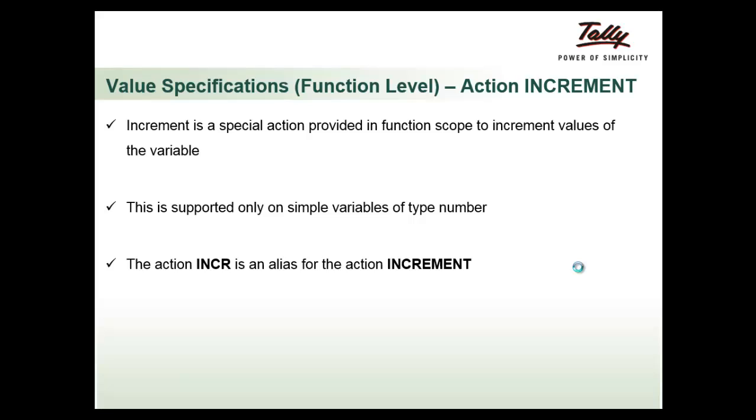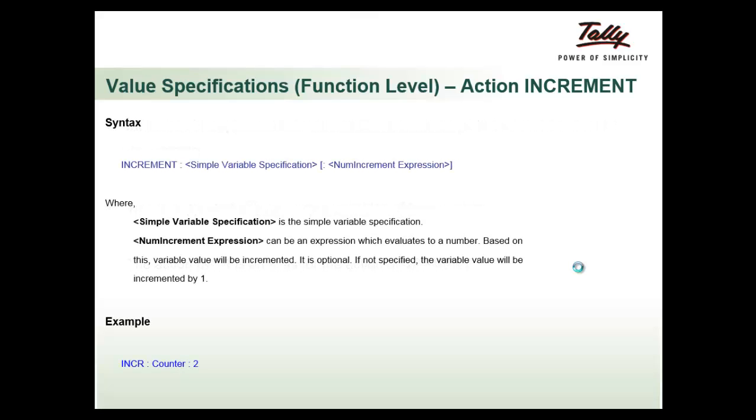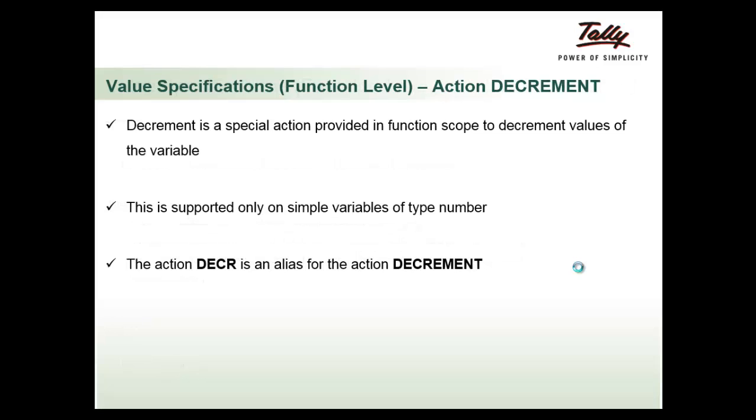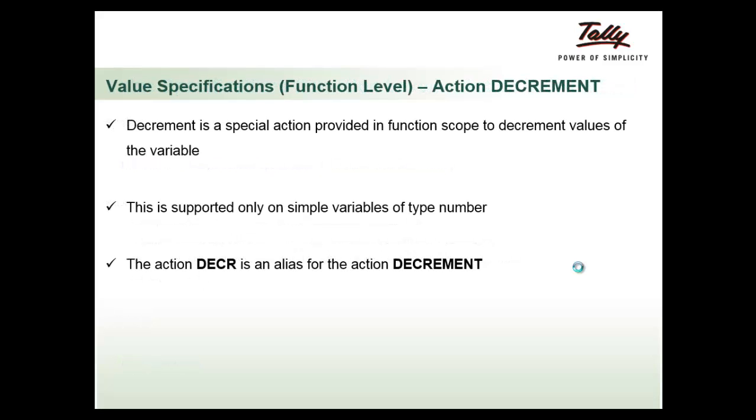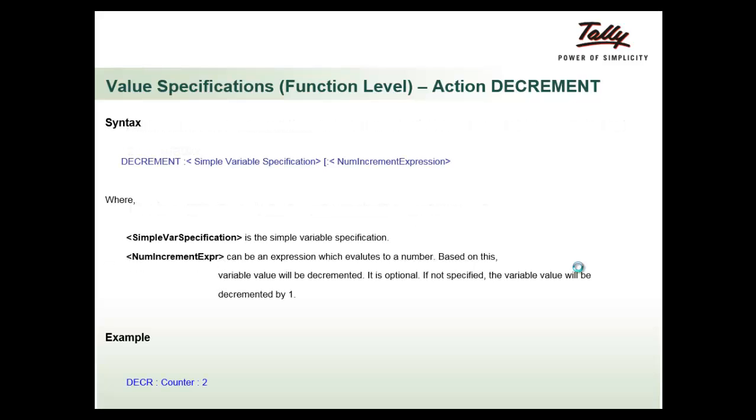Then we saw action increment, which can be used on variables of only type number, and with the help of which you can increment the values of the variable. And then the action decrement also we saw, and we saw that you can increment the value of the variable in user defined steps. And we saw the action decrement, which also acts upon the variable of type number, which decreases the value of the variable in the step given. If you have not given any step, then the default step is 1.